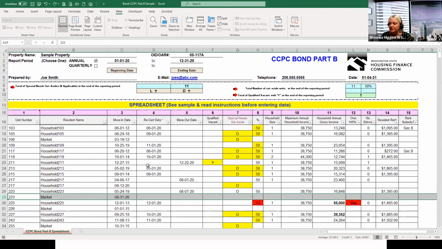I believe I touched everything on this. Has there been any questions that have come in? No? All right. So we will go ahead and exit out of that and continue on.